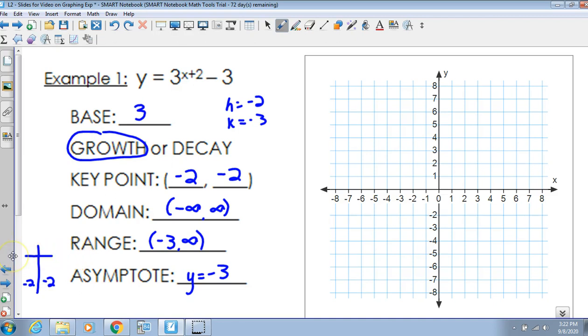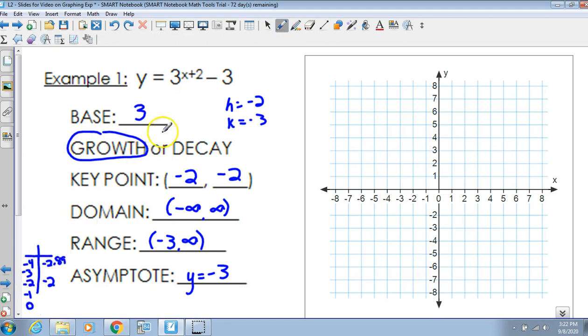Excellent. When we plug in negative 2, we actually do get out negative 2. That's our key point. And let's try a point to the left. Let's do 2 points to the left and 2 points to the right of that. If we plug in negative 4, negative 4 plus 2 is negative 2. 3 to the negative 2 is 1/9. 1/9 minus 3 is negative 2 8/9. As a decimal, it's about negative 2.89.